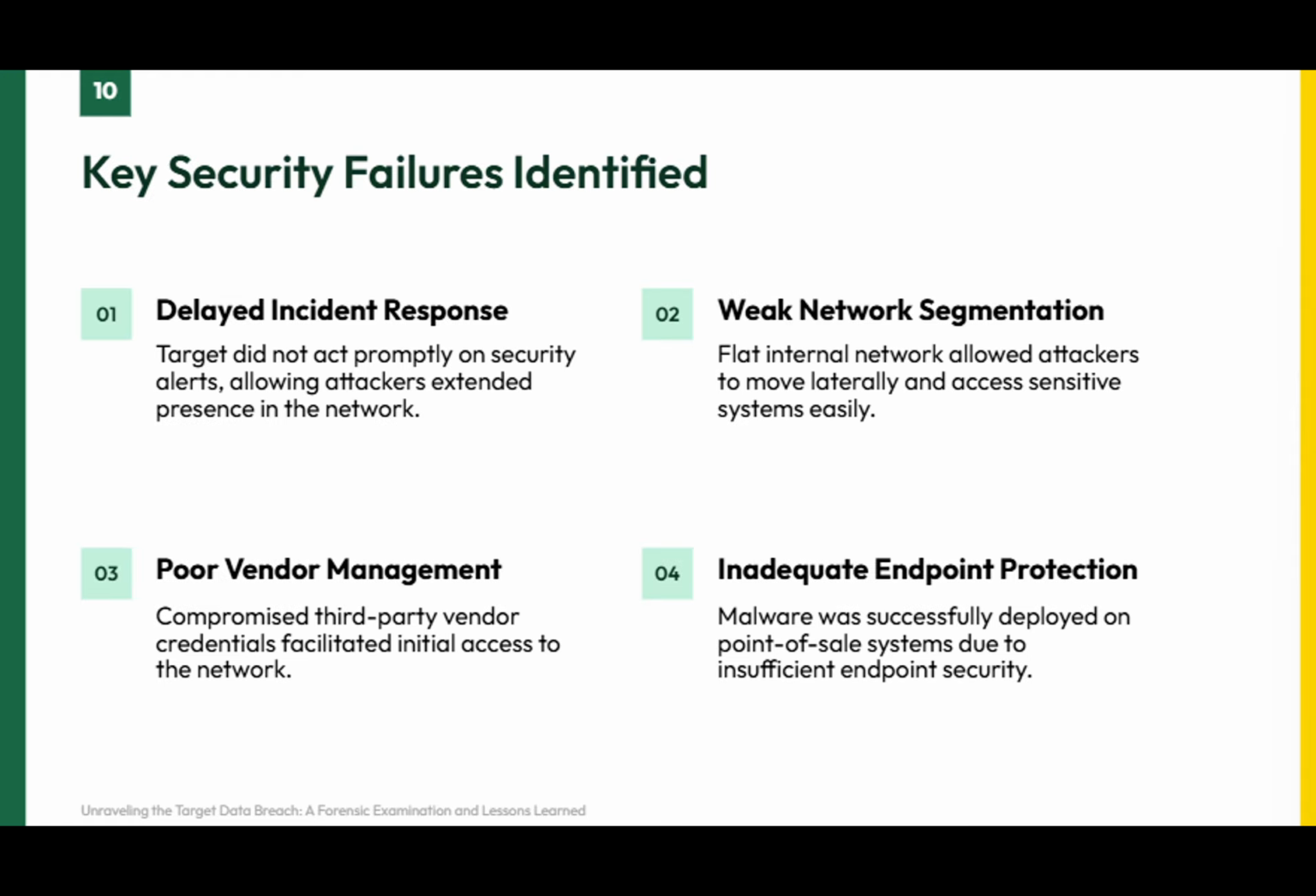In slide number 10, we will talk about the security failures that were identified in this investigation. The first one is delayed incident response. Target did not act promptly on security alerts, allowing the attackers an extended presence in the network. The second one is weak network segmentation. That is a flat internal network that allowed attackers to move laterally and access sensitive information inside the system. The third one is poor vendor management, where compromised third-party vendor credentials facilitated initial access to the network.